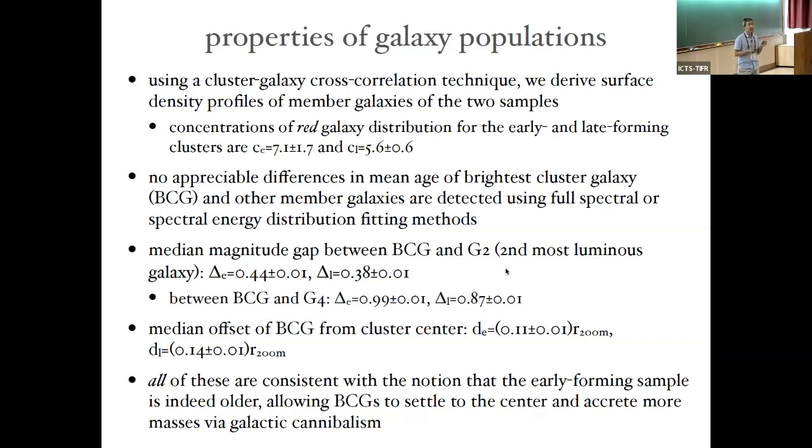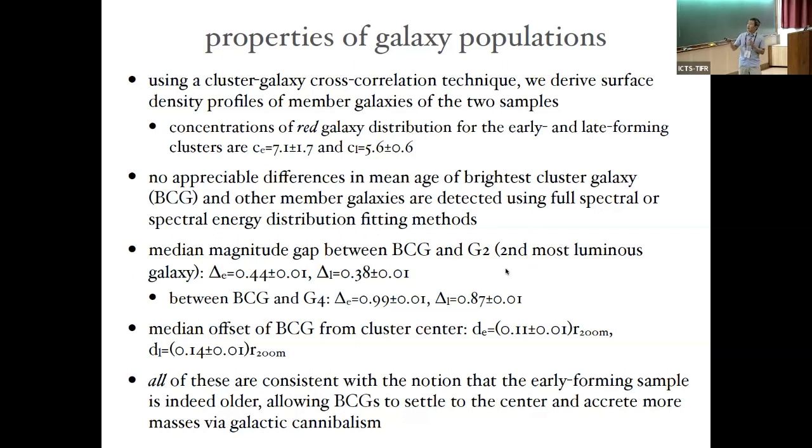But we did see hints of differences in the magnitude gap between the BCG and G2, which is the second most luminous galaxy. The magnitude gap for the early forming sample is 0.44, while that for the late forming one is 0.38. We also measure the median offset of the BCG from the cluster center, which is defined to be the stellar mass weighted mean position of member galaxies.